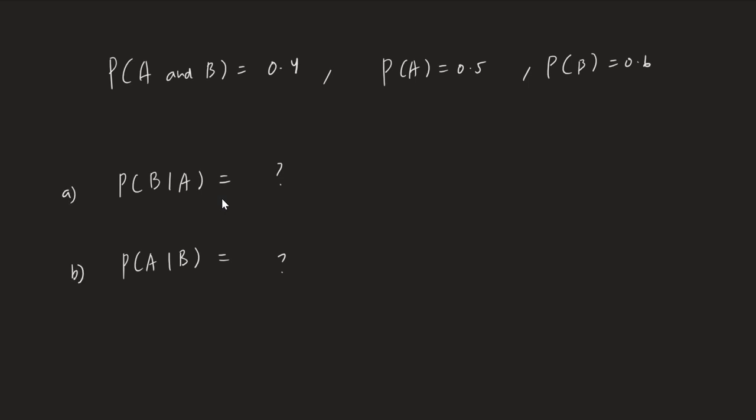How do you answer this? I would take these equations. The probability of B given A would be the probability of A and B, so 0.4 divided by 0.5. Yes, correct. And the other one, the probability of A given B, is the same thing: 0.4 divided by 0.6. Yes, correct. Done.